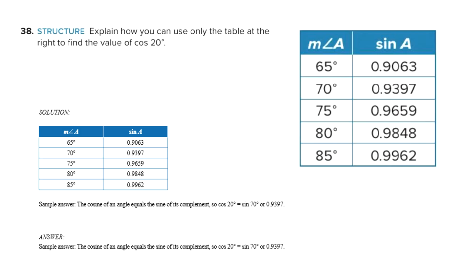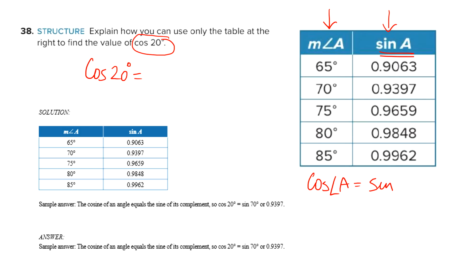Okay, so I've picked up question 38 where you need to explain how you can use the table which is given at the right to find the value of cos 20. Now this is a very easy question. Don't get scared by the table. So here you need to find the value of cos trigonometric ratio 20. But if you see the table, the angle is given and sine value is given, not cos. Now think about the relationship between sine and cos. The cosine of an angle equals the sine of its complement. What does that mean? Means cos of any angle A is sine 90 minus that angle A.